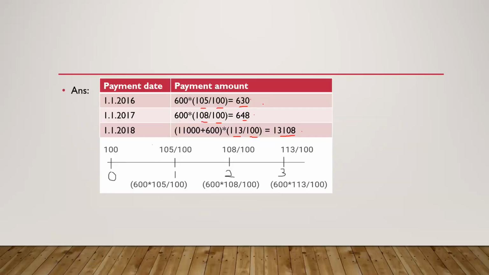Okay. So this is an example of index-linked security. So you can see the timeline. At the end of each year, the inflation index would be 105 by 100, and for the second year it is 108 by 100, and in the third year it is 113 by 100. So it's very clearly diagrammatically represented. So you can multiply it with the 600, and in the final year it is multiplied by 600 plus 11,000. So I didn't mention 11,000. So this is how you obtain the income payments or the income streams in the case of index-linked security.